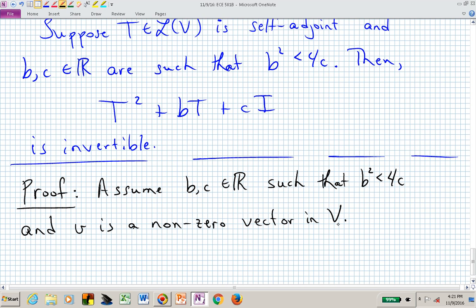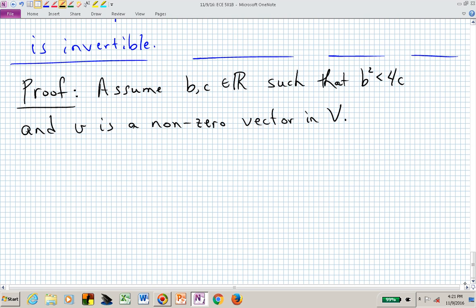In our vector space V. Now that we have that, let's form the inner product with the following expression. Suppose we now take t squared plus bt plus ci and operate on our vector V. That's in our first slot. In the second slot, let's just include our vector V again.